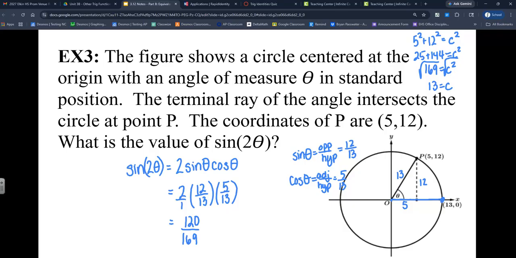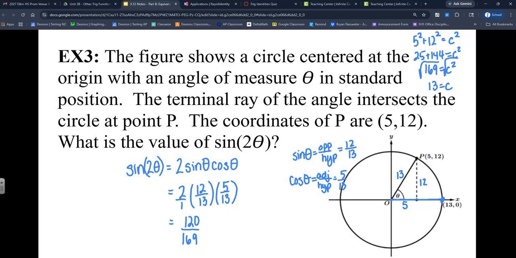The reason that we don't use the unit circle here is because it's not a unit circle. They have told us it's a circle centered at the origin, angles in standard position, which all sounds like unit circle stuff, but the radius of this is not 1. So it's similar. It's kind of like the unit circle because the x-coordinate still is part of cosine, right?